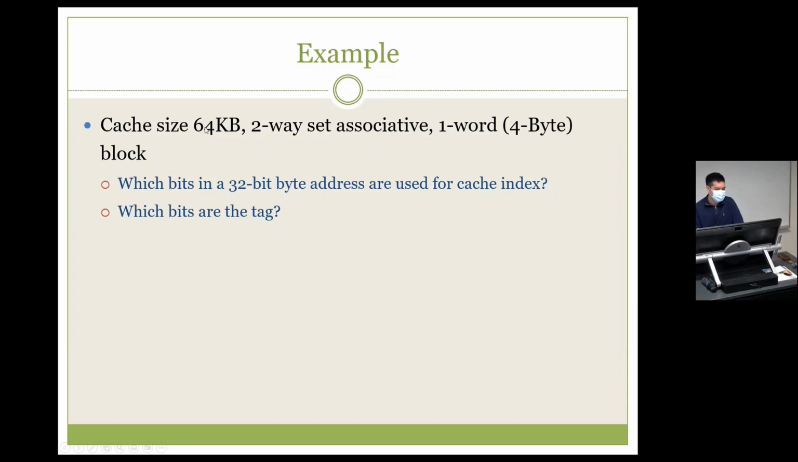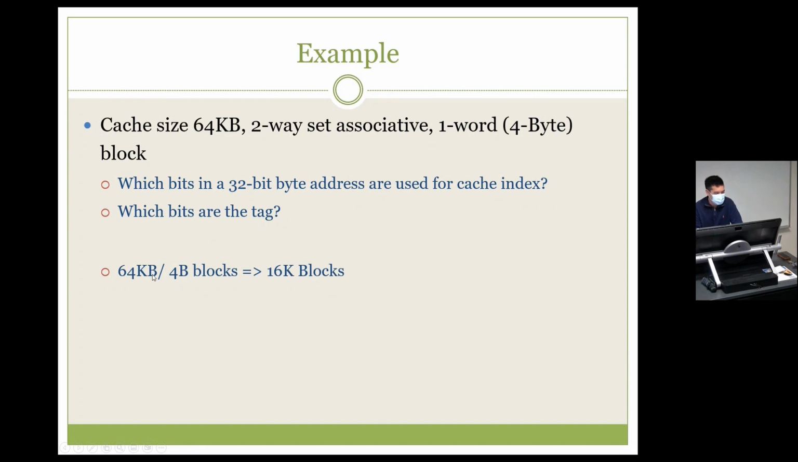So here's an example. We have a cache size of 64 kilobytes. It's 2-way set associative, and we have one-word blocks. Which bits in a 32-bit byte address are used for our cache index? Which bits are the tag? Here we're going to go over this.